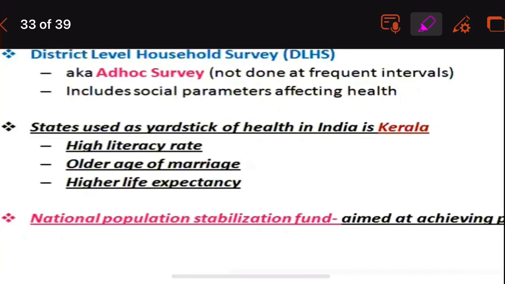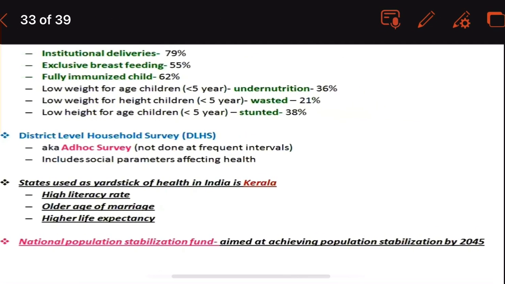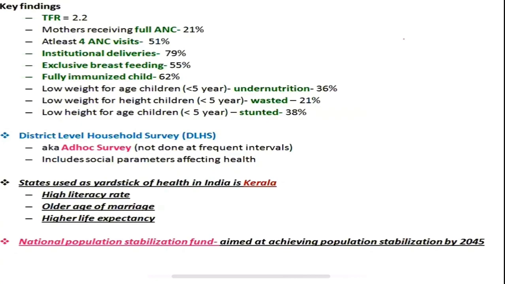The National Population Stabilization Fund is aimed at achieving population stabilization by 2045. So we are done with the National Family Health Survey. Now let us move on to the Sample Registration System.